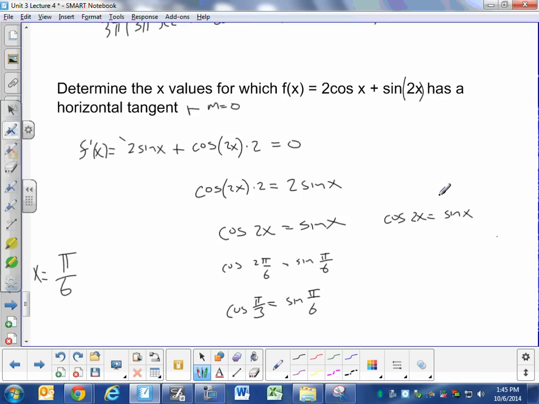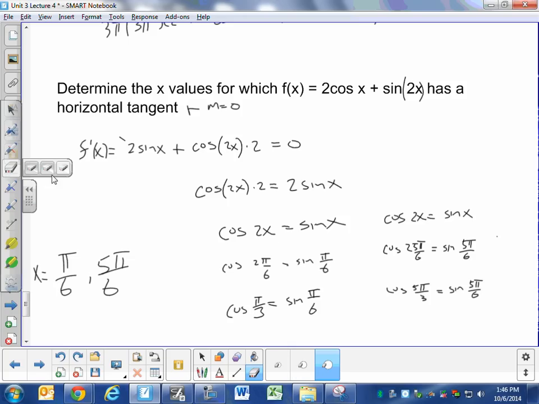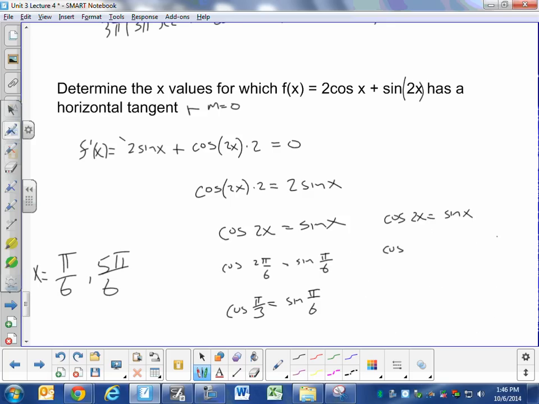Maybe it's just a pi over 6. Like 5 pi over 6 would be five pi over 3. Oh, this works. Sine of 5 pi over 6 is 1/2. Cosine of 5 pi over 3 is also 1/2. So let's see if 7 pi over 6 and 11 pi over 6 works.